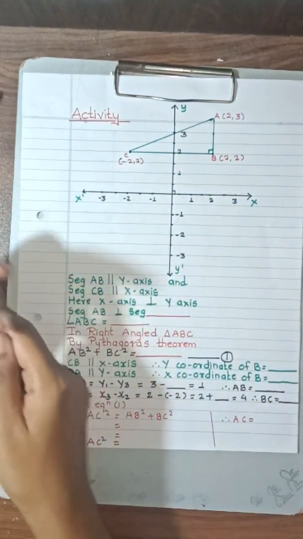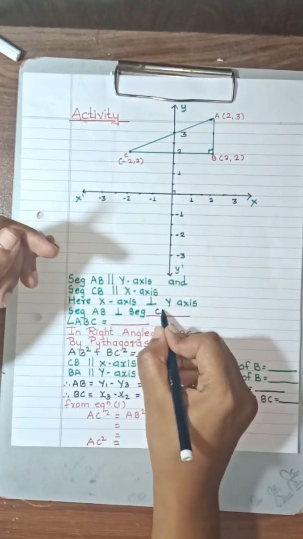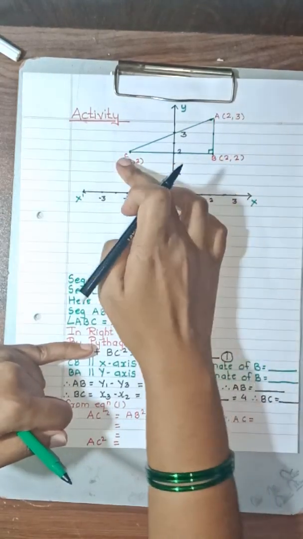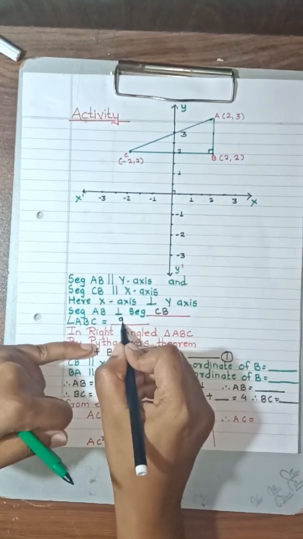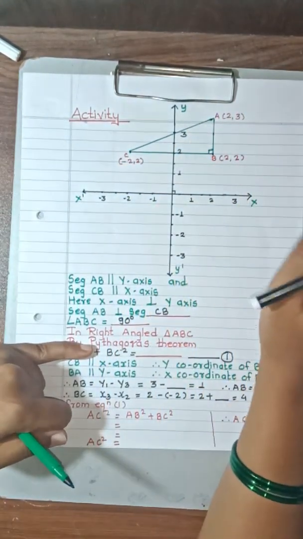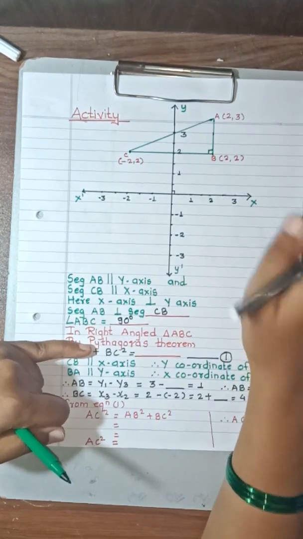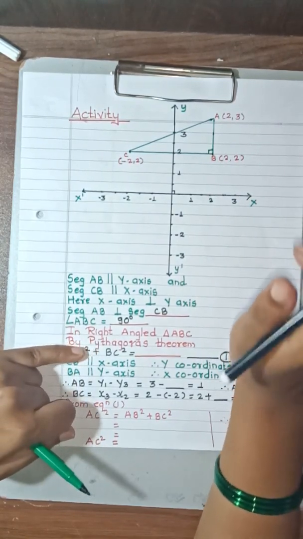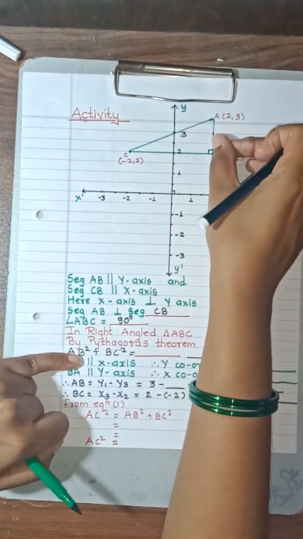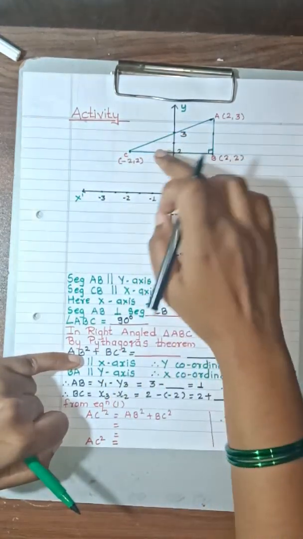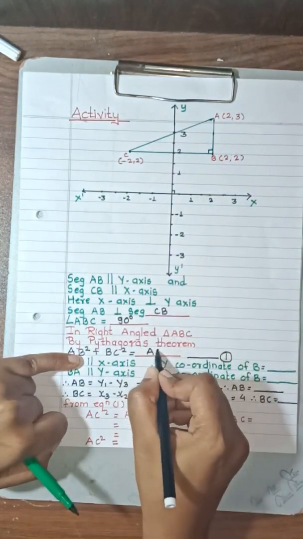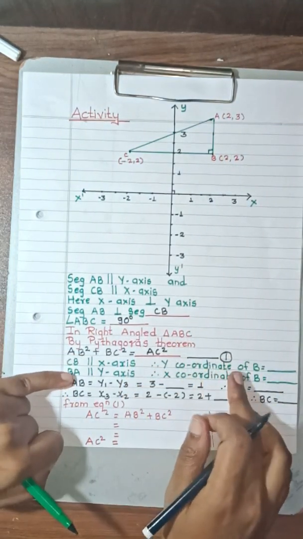So you may write here CB or BC. Therefore angle ABC will be how much? 90 degrees. Now here we get a right angle triangle. In right angle triangle ABC, by Pythagoras theorem, AB square plus BC square will be equal to AC square. I'll write here AC square, and this is your equation 1.